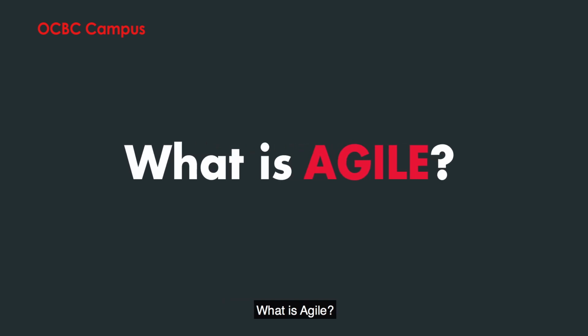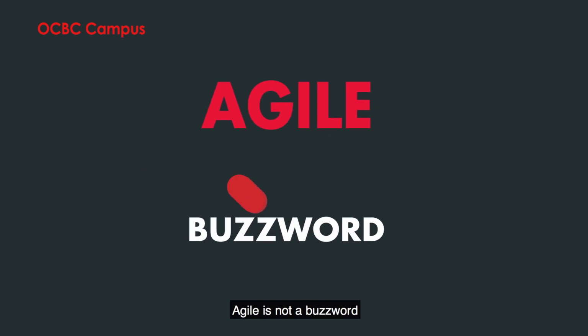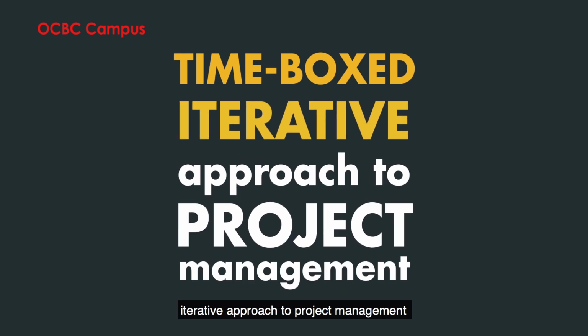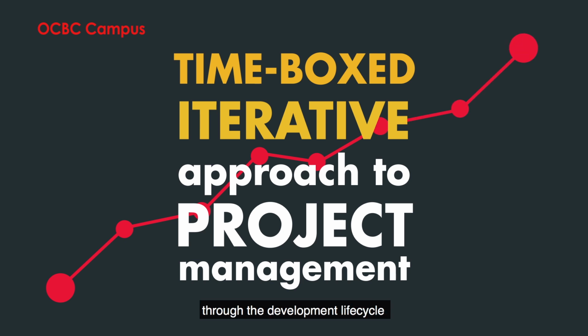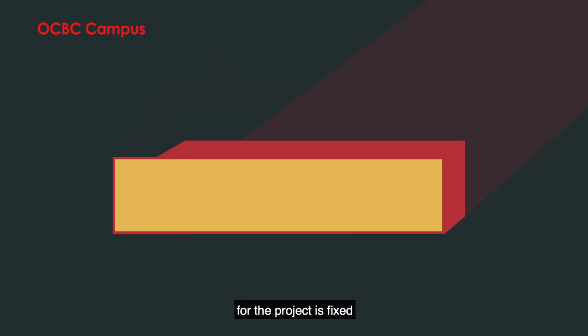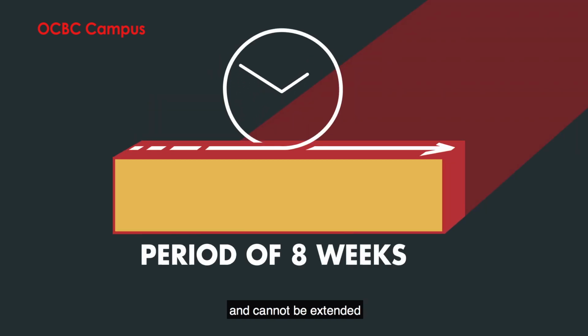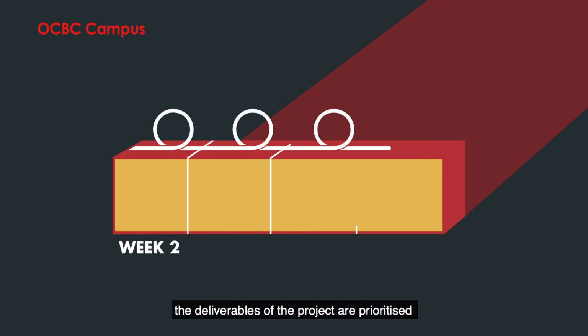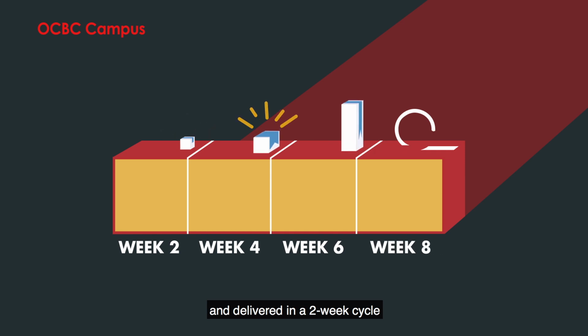What is Agile? Agile is not a buzzword. Agile development is a time-boxed, iterative approach to project management that builds software incrementally from the start of the project through the development life cycle. What does that even mean? This means that the timeline for the project is fixed and cannot be extended. While the timeline is fixed, the deliverables of the project are prioritized and delivered in a 2-week cycle, otherwise known as sprints or iterations.